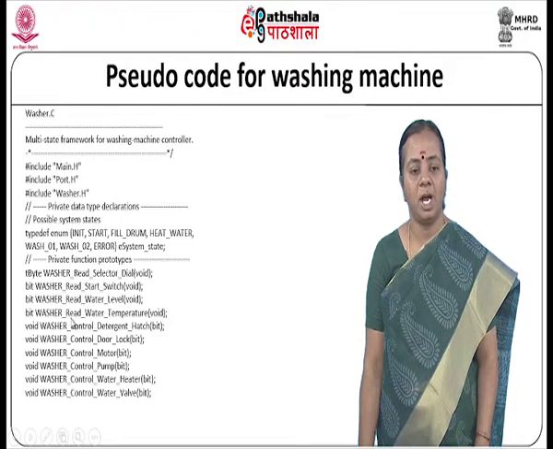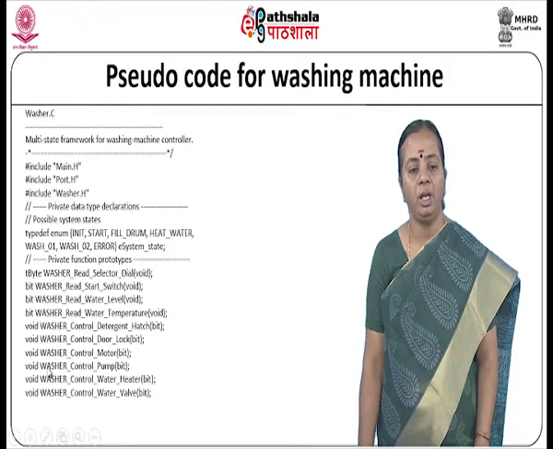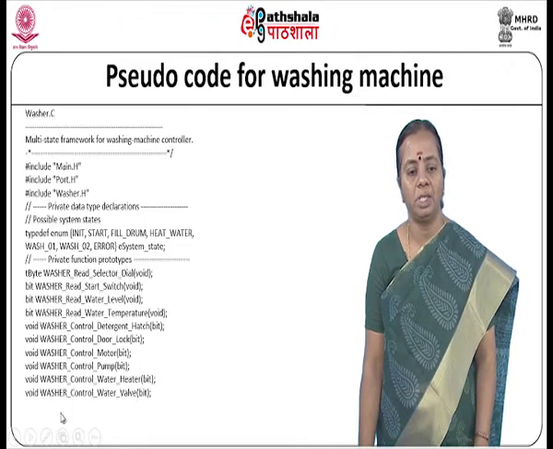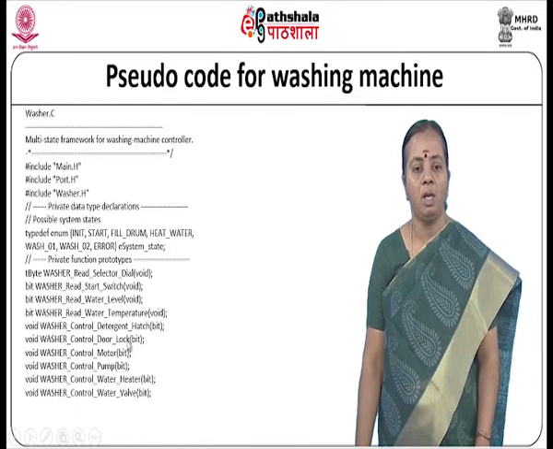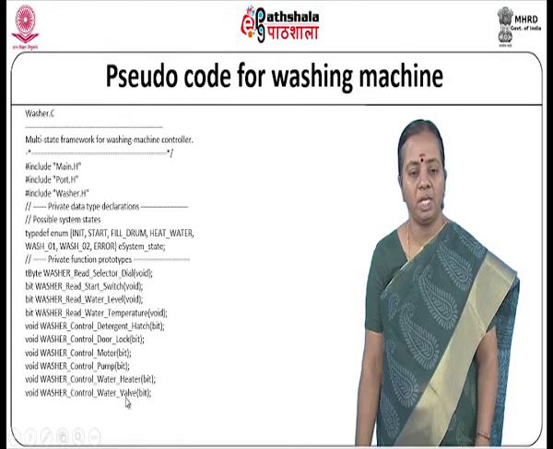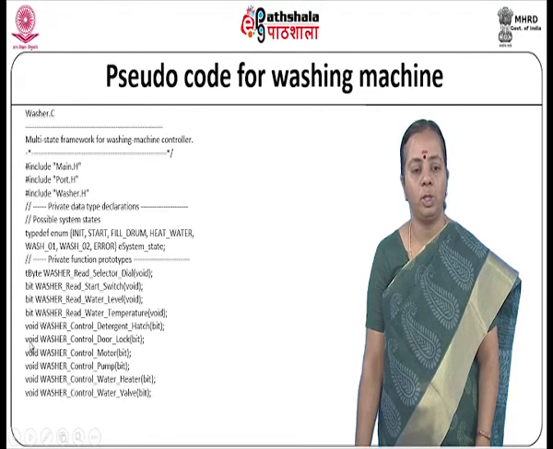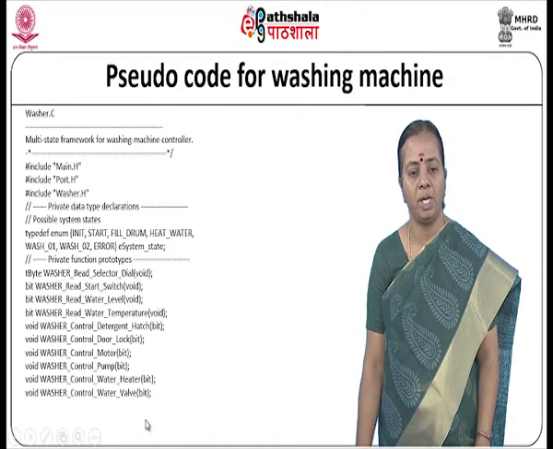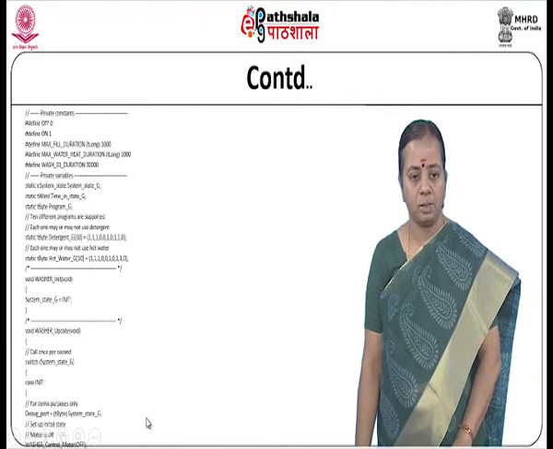Washer read start, washer read water level, and washer control motor, washer control water heater, washer control water valve. All these things will be reading the information and throwing you the values. Sometimes it will throw you a value, and these will be executing certain processes.